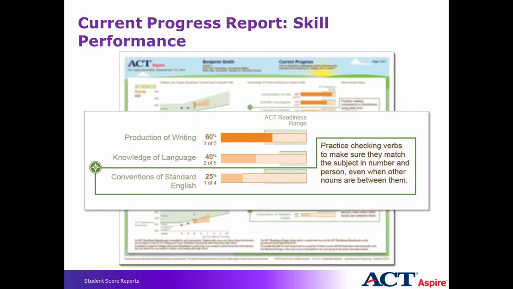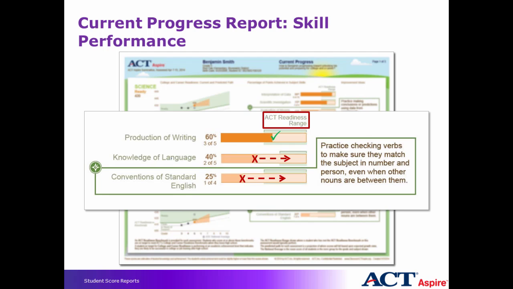For each reporting category or skill, you can see the total points possible, the total points correct, the percentage correct, and whether you scored within the ACT readiness range, which is shaded in green. You can see that in English, Benjamin scored within the ACT readiness range on production of writing, and below the ACT readiness range on knowledge of language and conventions of standard English.